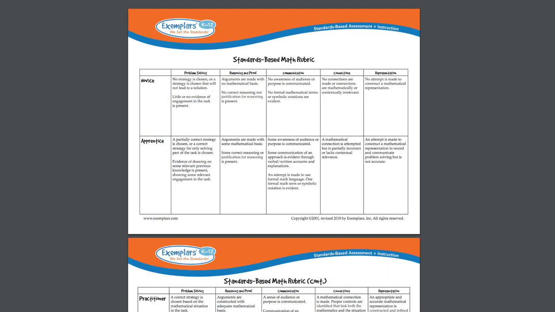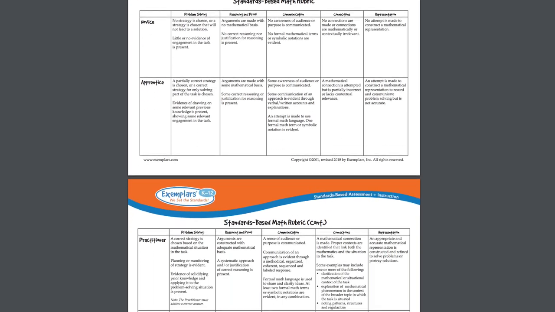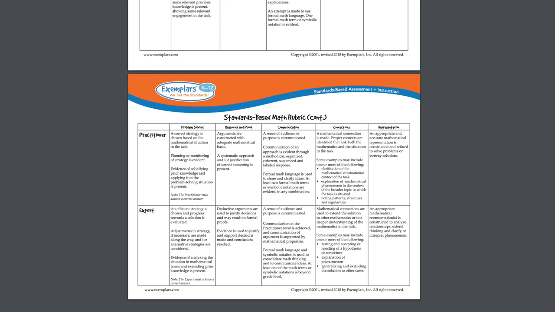Exemplars rubric criteria reflect the Common Core standards for mathematical practice and the NCTM process standards. Teachers use our assessment rubric to assess student work. There are four levels of performance: novice, apprentice, practitioner, which meets the standard, and expert. Our scoring rubric allows teachers to examine student work against a set of analytic criteria to determine student performance.